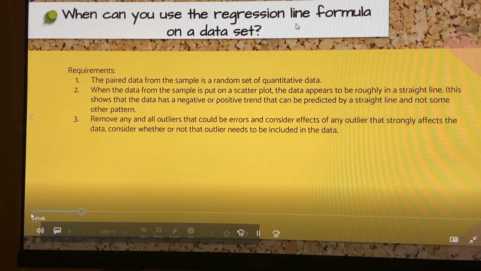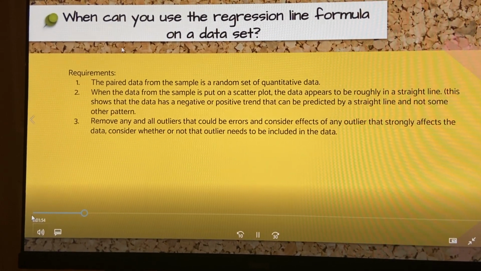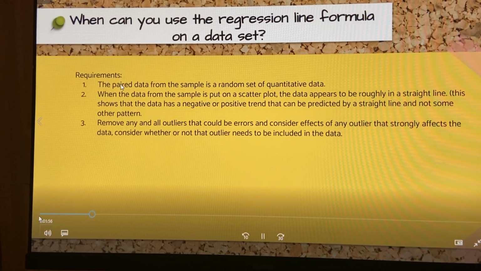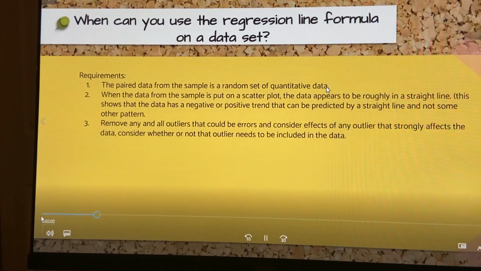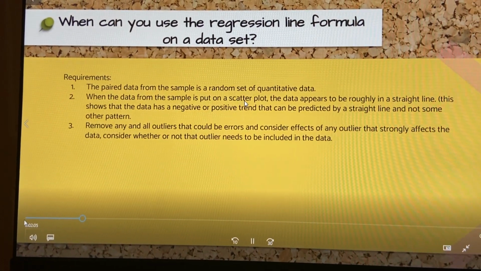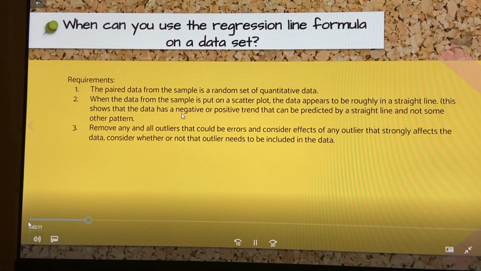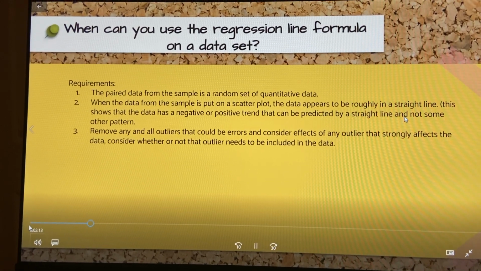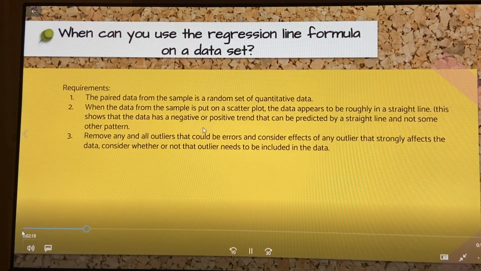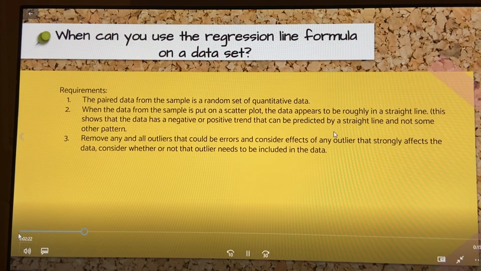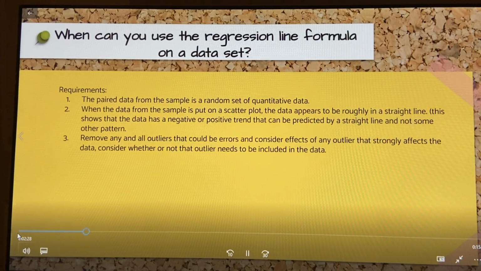So what are the requirements for using this model and having it be accurate? The first requirement is that the paired data from the sample is a random set of quantitative data. Second, that when the data from the sample is put on a scatter plot, the data appears to be roughly in a straight line. This shows that the data has a negative or positive trend that can be predicted by a straight line and not some other pattern. Third, remove any and all outliers that could be errors and consider effects of the outlier that strongly affects the data. Consider whether or not the outlier needs to be included in the data.